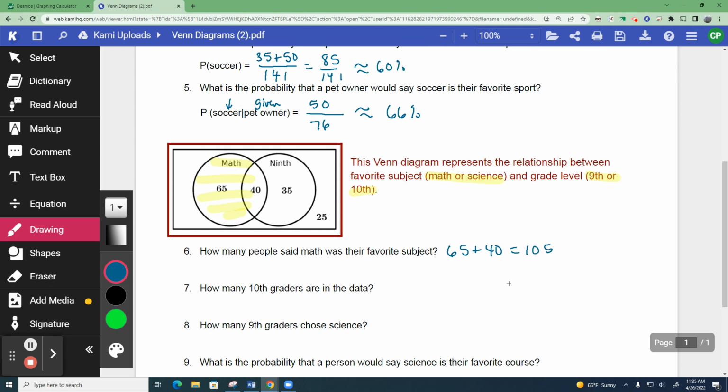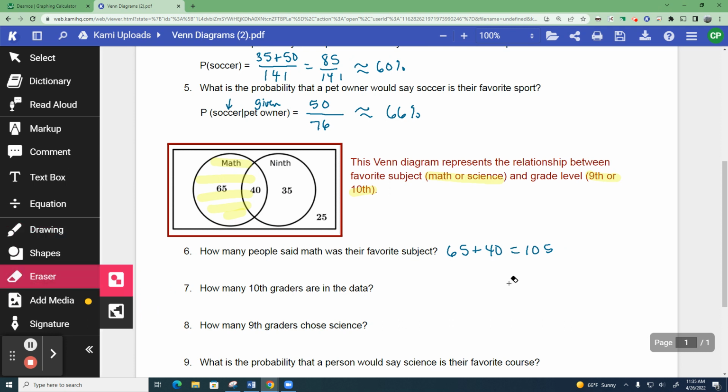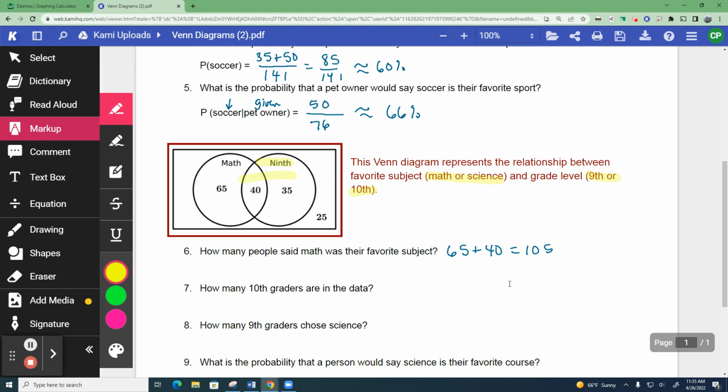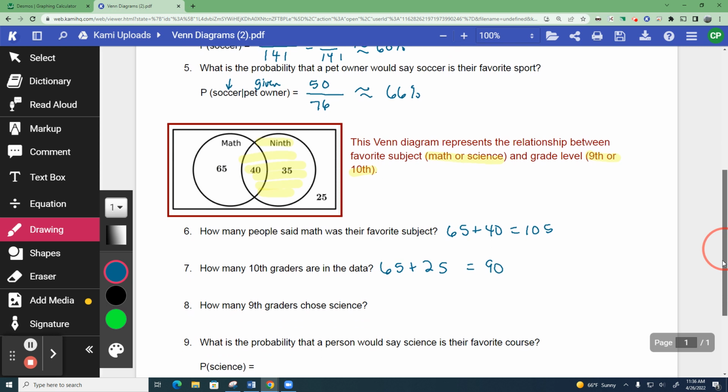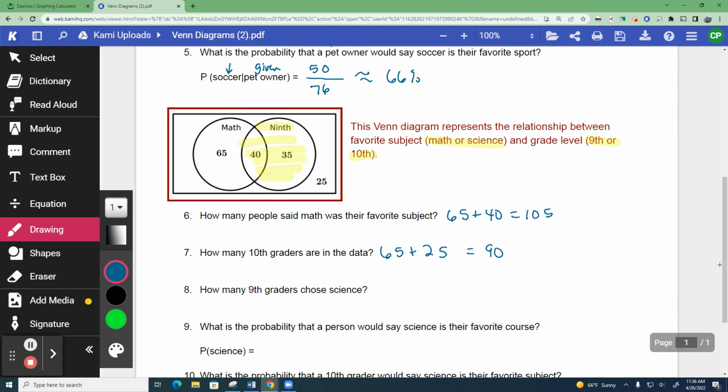How many 10th graders are in the data? Okay, well, the number of 10th graders in the data is everybody that isn't a 9th grader. And so these are the 9th graders. So 10th graders is everybody else. So that would be 65 plus 25, or 90. Okay, how many 9th graders chose science? Well, here we have all of the 9th graders. 40 plus 35 is 75 9th graders, but 40 of those chose math. So that means 35 of them chose science.